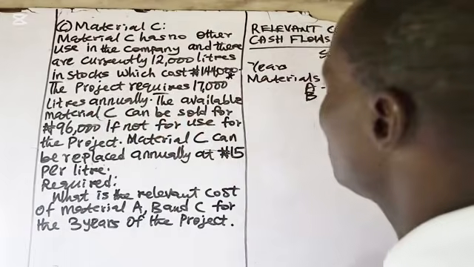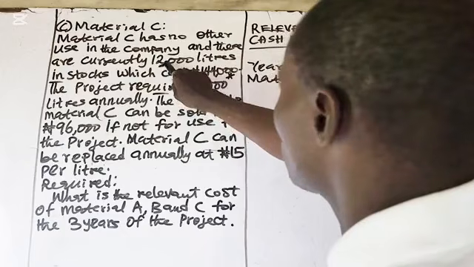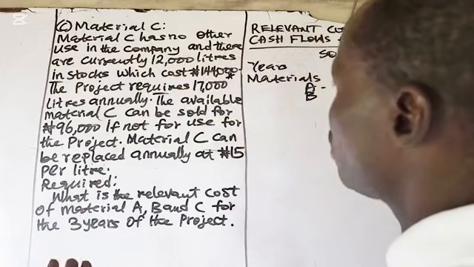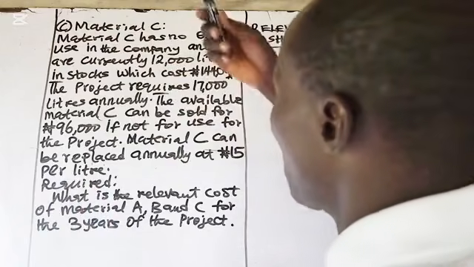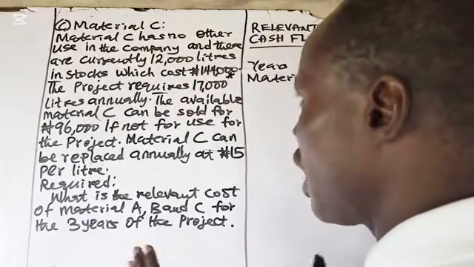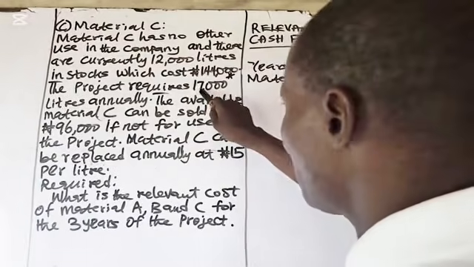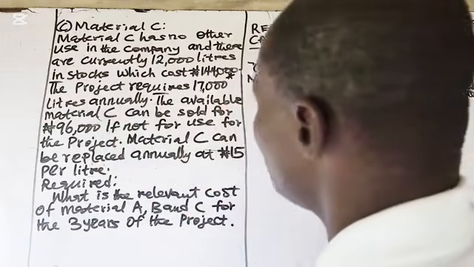So it means if the project requires 17,000, you already have 12,000 in stock. That 12,000 you have in stock will be used in year 1. Then that means you will need to buy an additional 5,000 in year 1. But in year 2, none is left in stock, so you will buy 17,000. So also is year 3, liters annually.